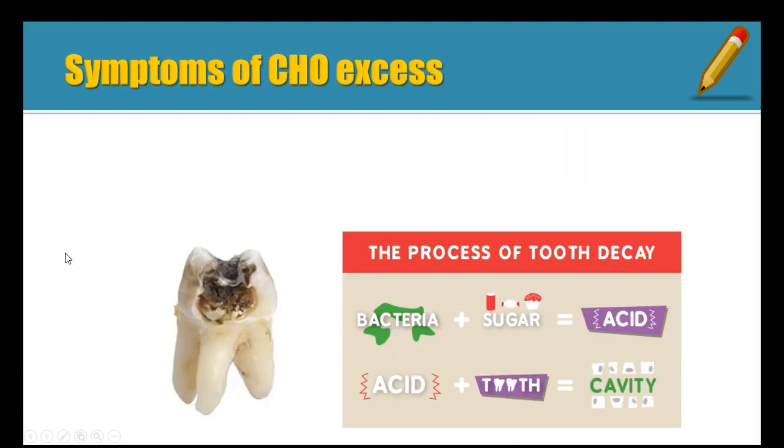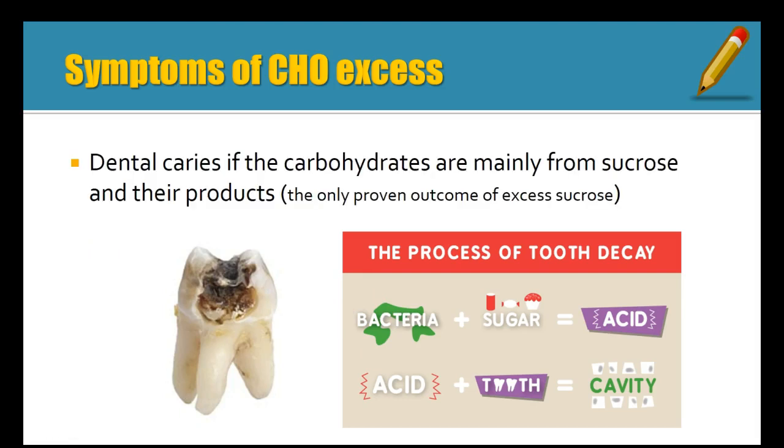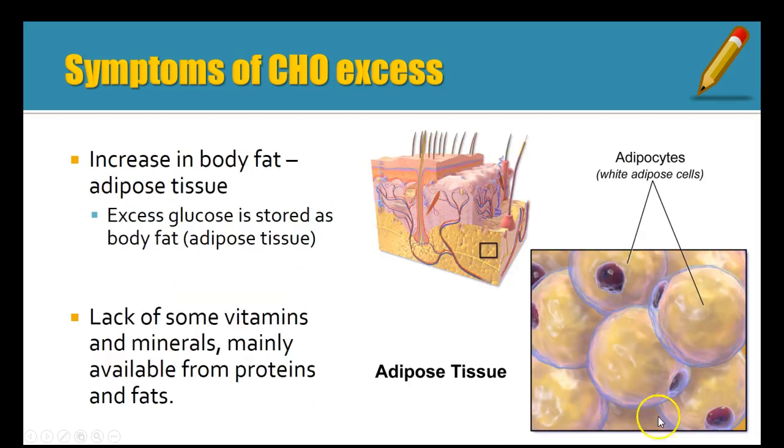Some of the symptoms of excess carbohydrate consumption are dental caries or tooth decay. If you've got bacteria with the sucrose, that causes acid, and that acid then interacts with the tooth and causes a cavity. Another symptom of excessive carbohydrate consumption is an increase in body fat, your adipose tissue, because excess glucose is stored as body fat. Also, you may have a lack of minerals and vitamins, which are mainly available from proteins and fats.